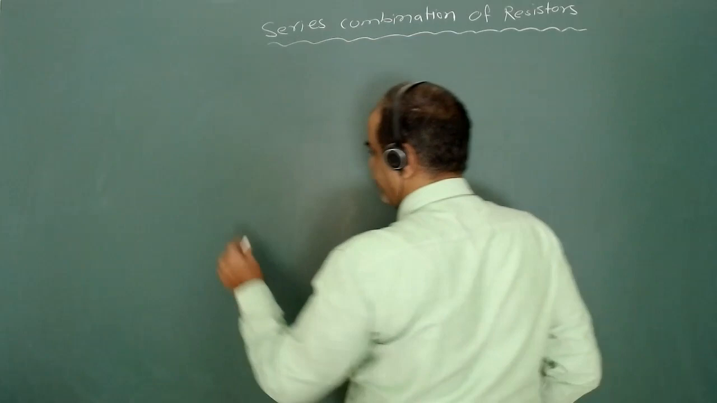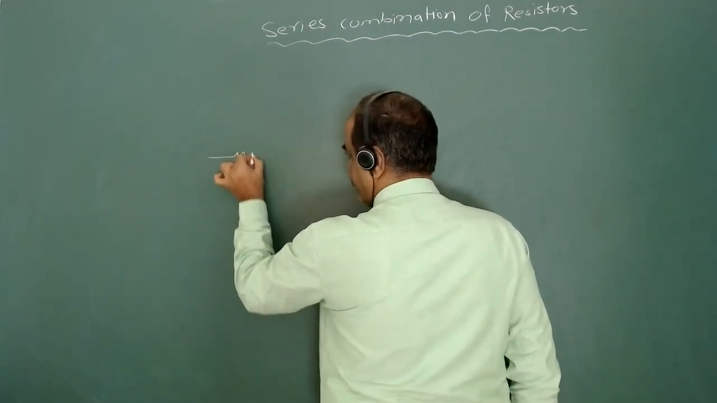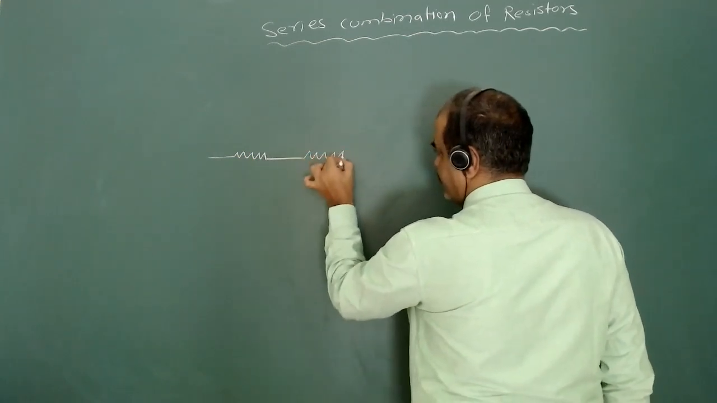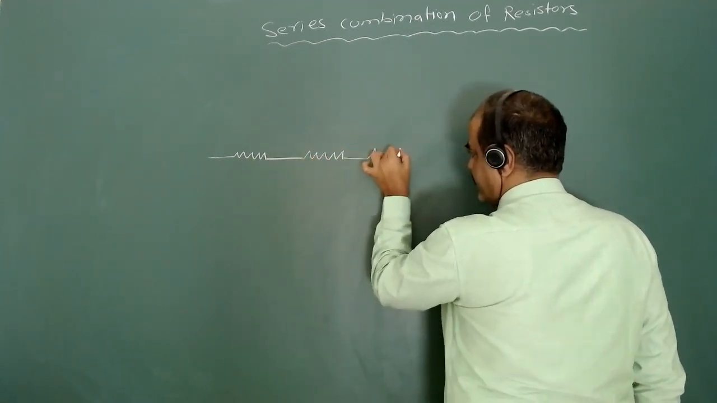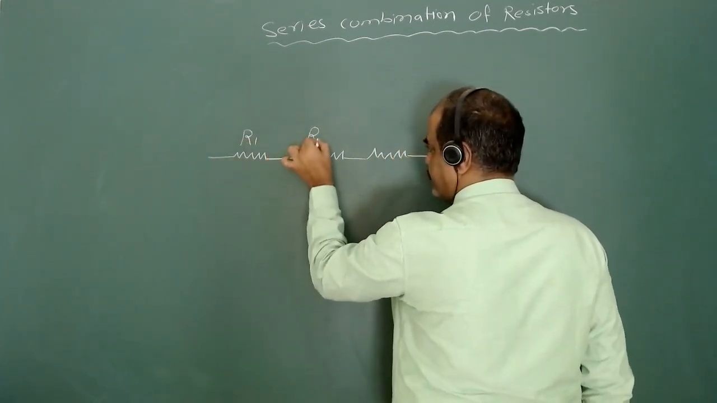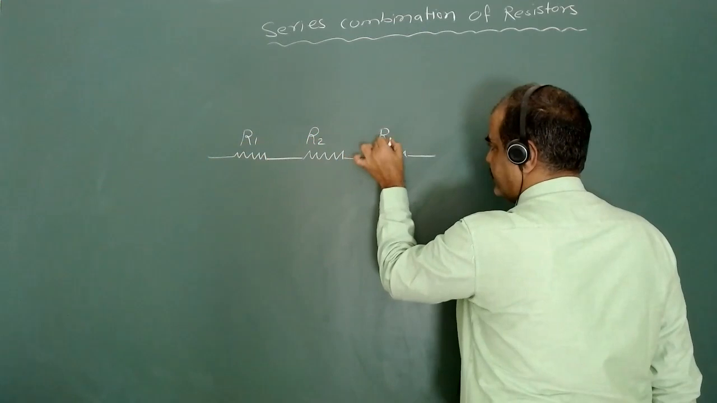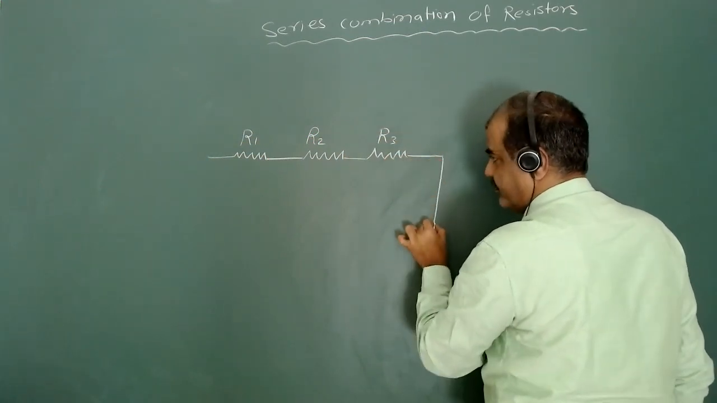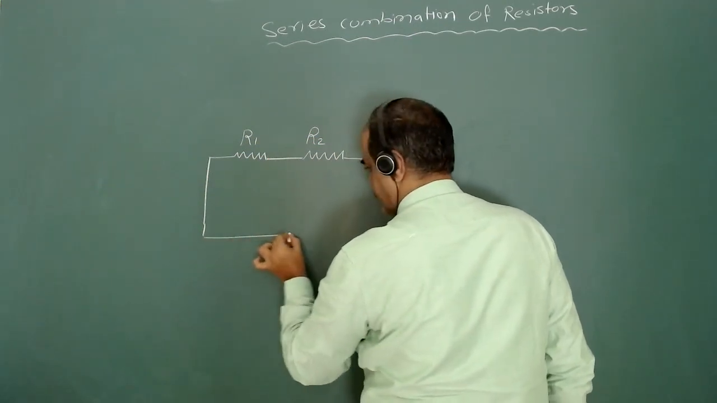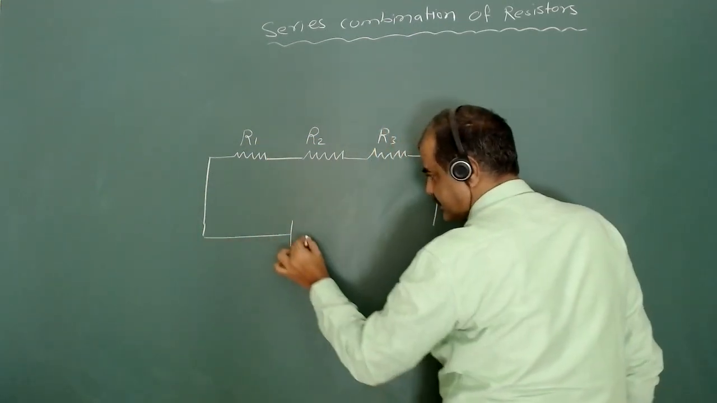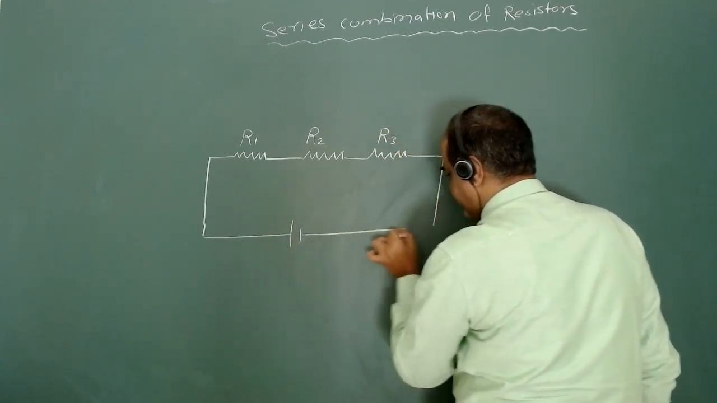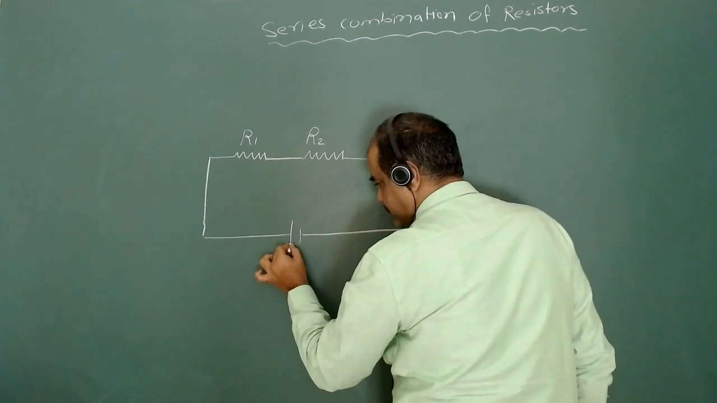Today we are going to learn series combination of resistors. If two or more resistors are connected in such a way that constant current flows in the circuit across all the resistors, suppose this is my resistor R1, this is my resistor R2, and this is my resistor R3, then this type of combination is called series combination.